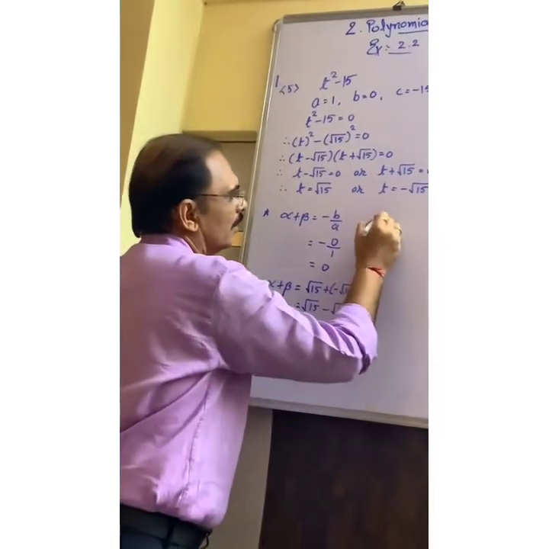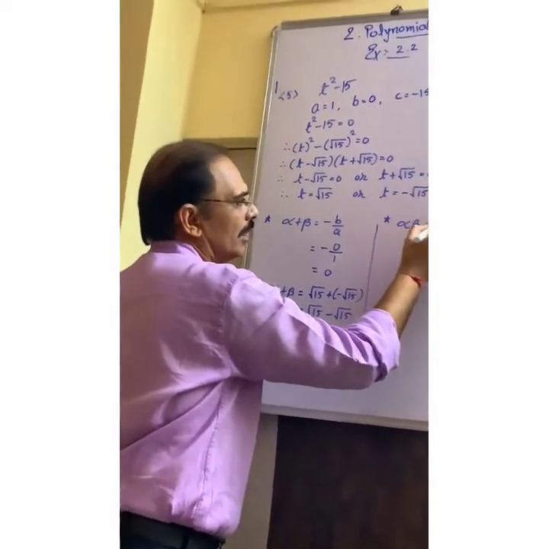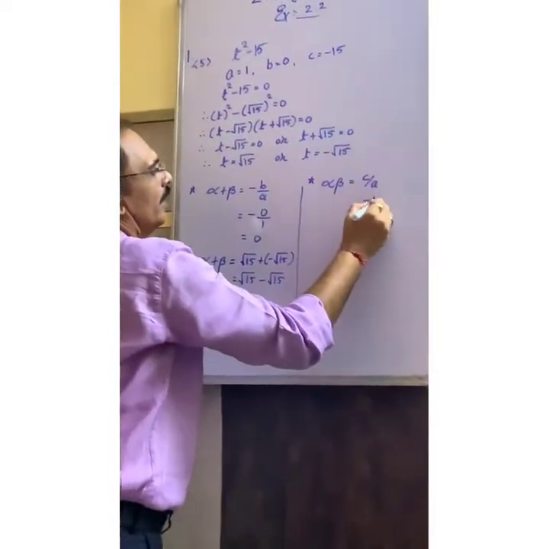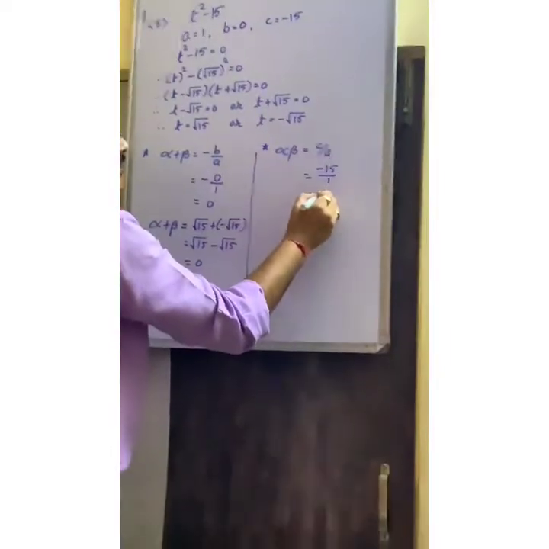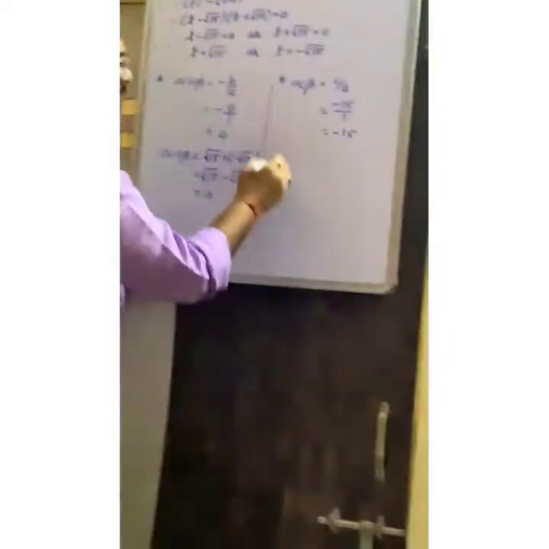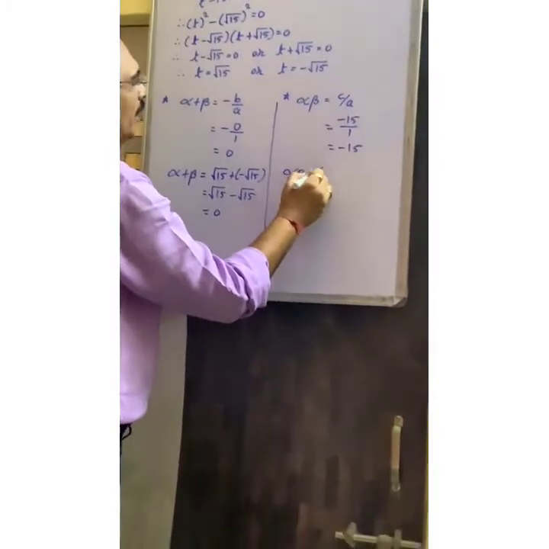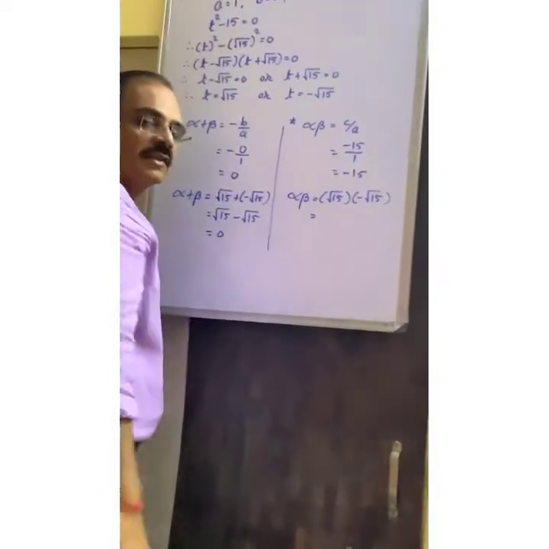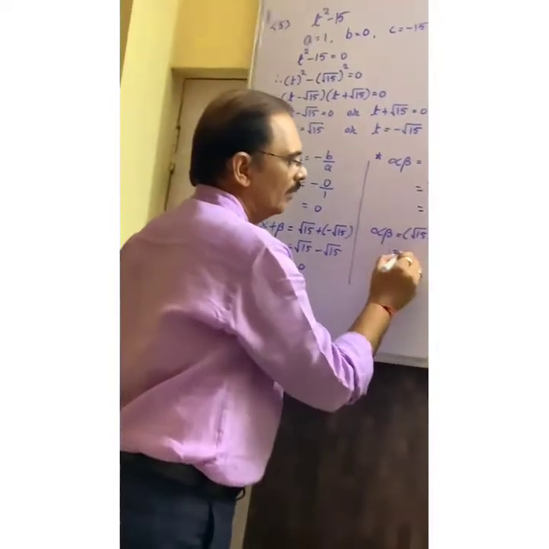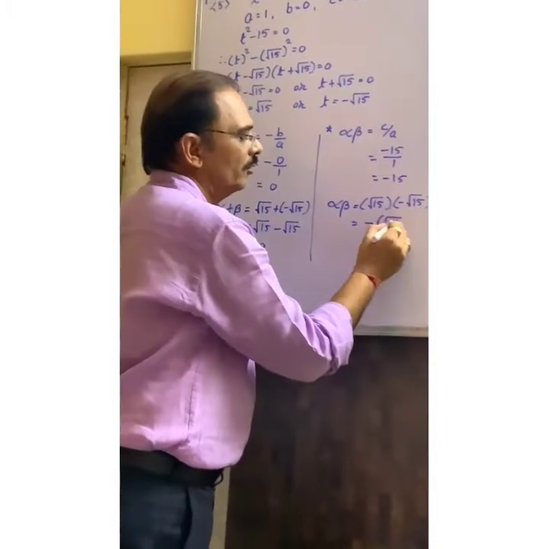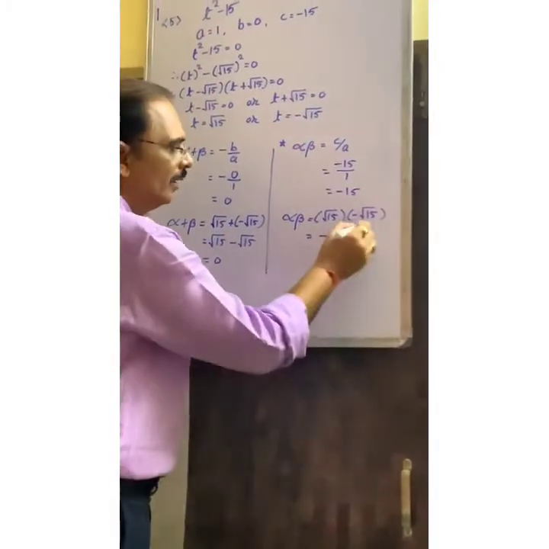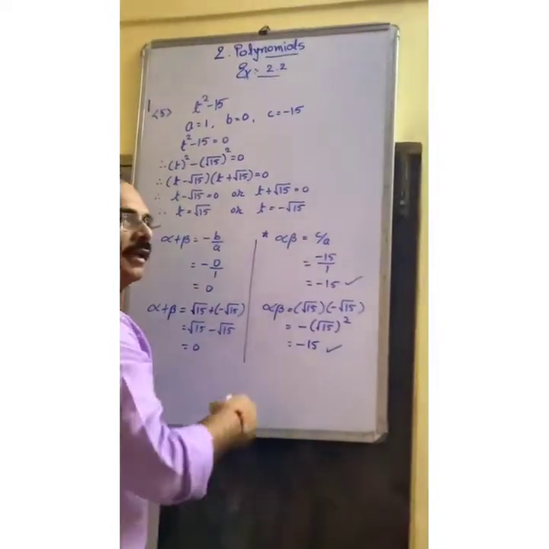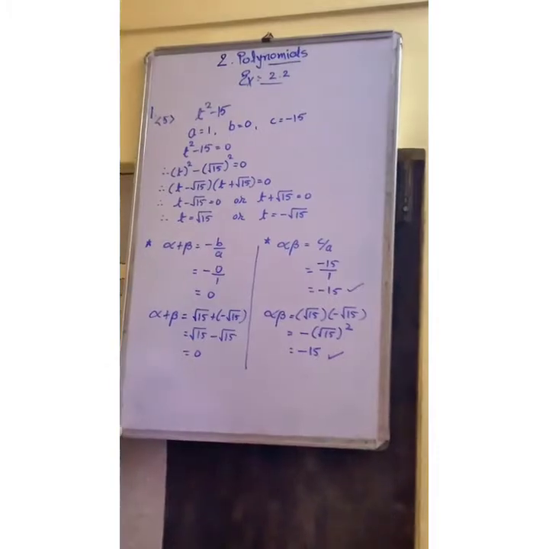In the same manner, find out alpha into beta. You know the formula, alpha beta is c upon a. C is what? Minus 15 and a is what? 1. Minus 15 upon 1 is minus 15. And according to our calculation, alpha into beta, root 15 into minus root 15. First, write the sign, plus into minus is minus. Root 15 into root 15 is root 15 two times, that is whole square. Square and square root cancel, so answer is minus 15. Once again, verification is done as per formula, as per our calculation.